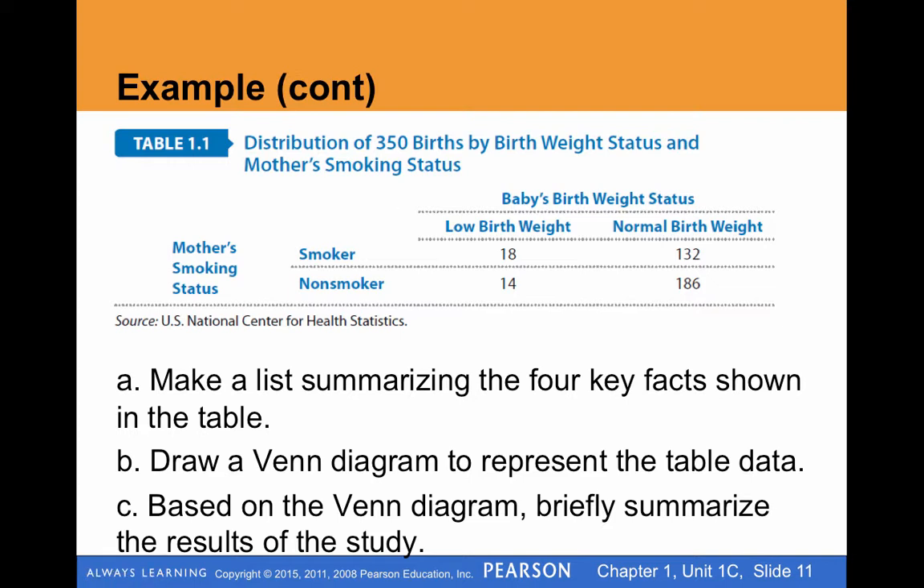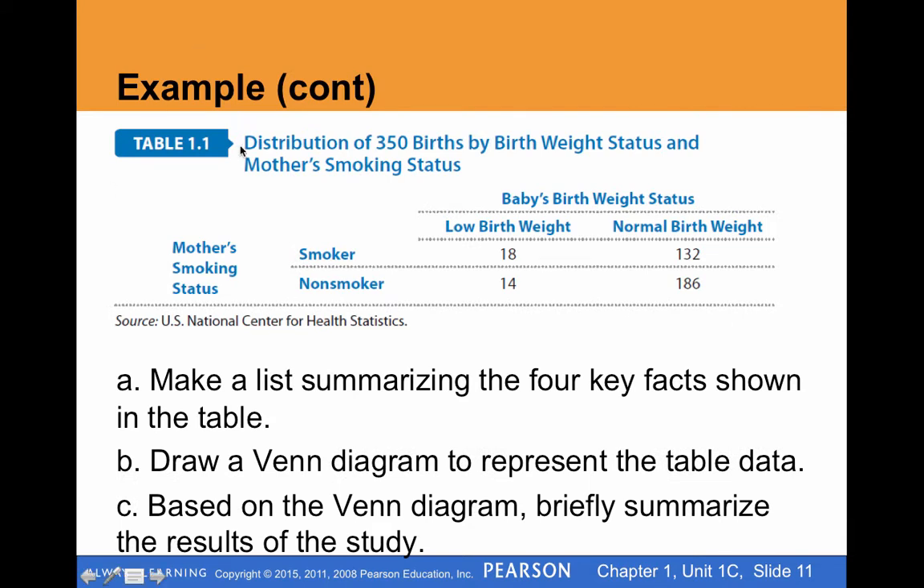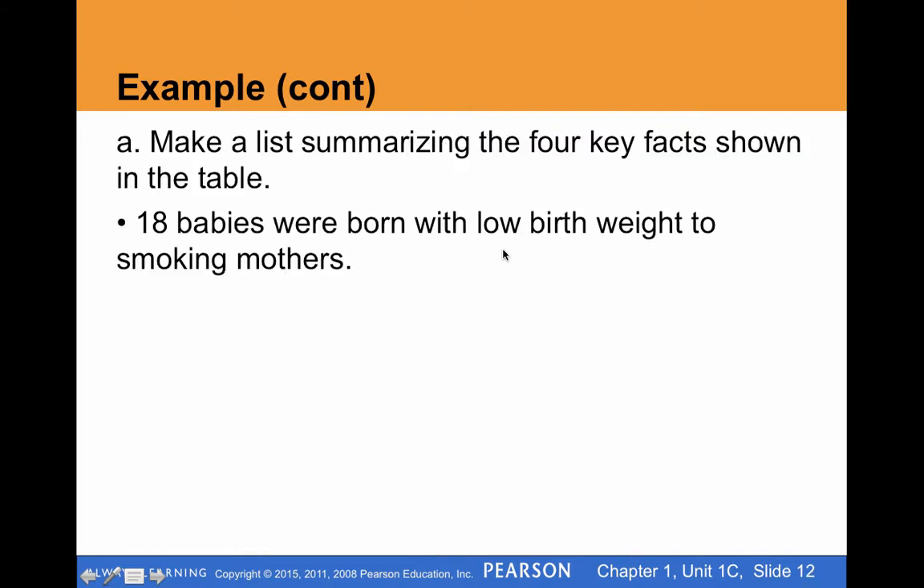So it'll be good to describe these 4 regions in a list here, and then that'll help us draw the Venn diagram. And from there we'll summarize the results of the study. So looking at this, the first thing I think they're going to do is the upper left-hand corner. Okay, the first category is mother's smoking status. So there were 18 women who were smokers and had a baby of low birth weight. Okay, so that's what we're saying here.